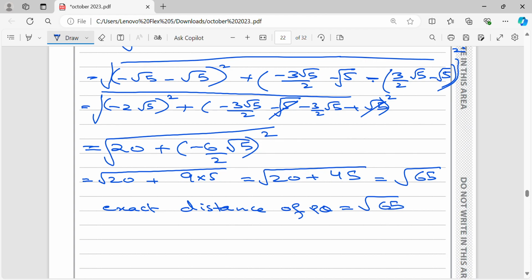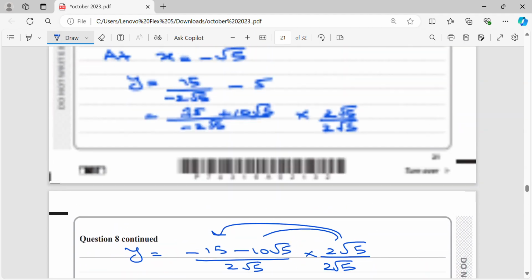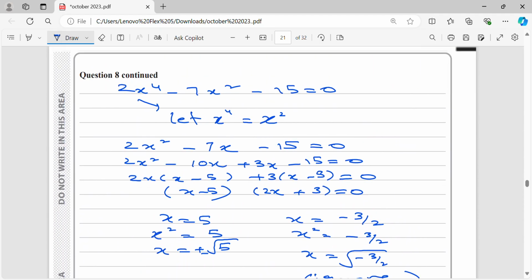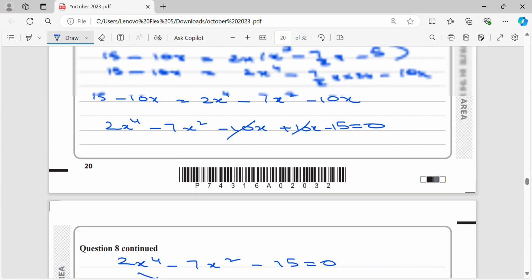This was question number 8 from paper October 2023, Edexcel IAL Pure Mathematics P1.